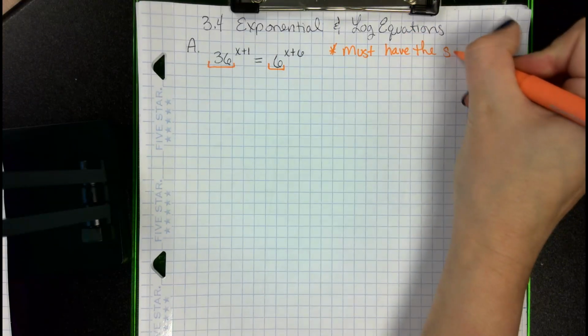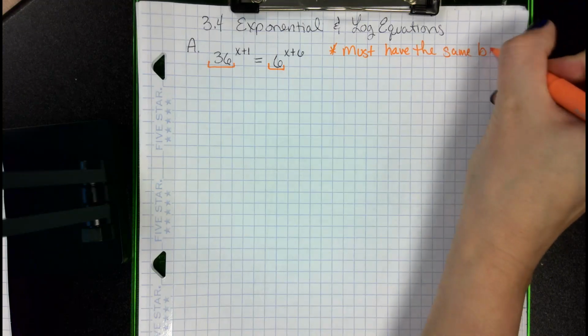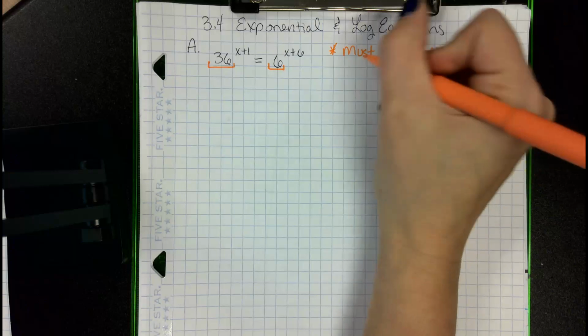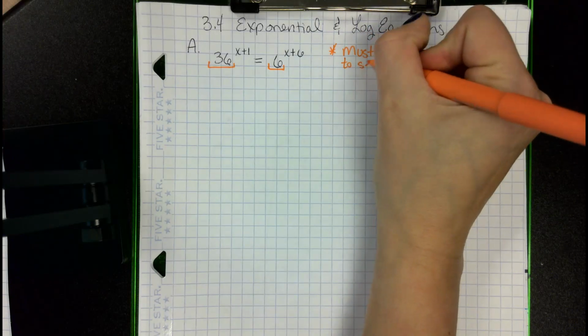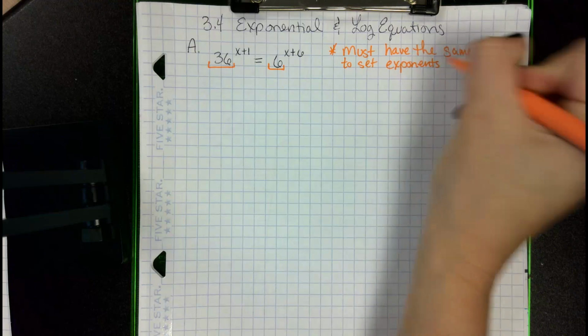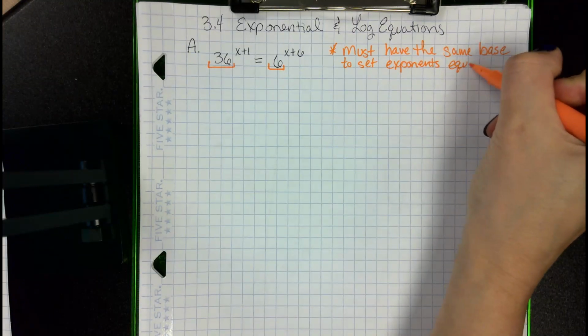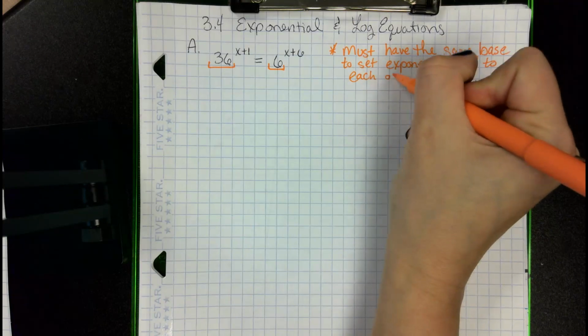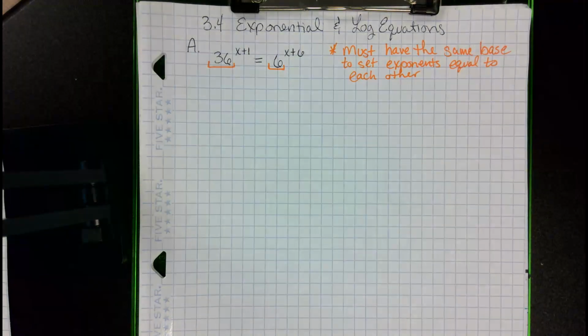The same base to set exponents equal to each other. All right, so you always want to look at the smaller base, in this case the 6, and you want the larger one to match the 6. You want to take the bigger number and turn it into a base 6.